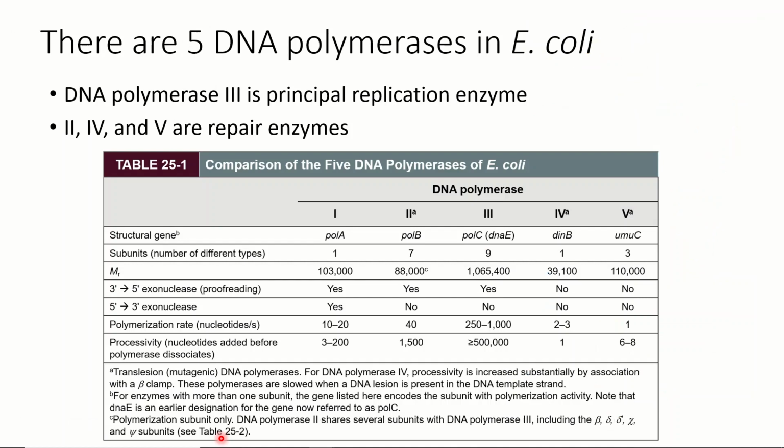There are 5 DNA polymerases in E. coli. DNA polymerase III is the principal replication enzyme. This is the enzyme that is going to load at the replication fork and then process synthesis of replication, so insertion of new dNTPs to the growing daughter strands. DNA polymerases 2, 4, and 5 are repair enzymes. DNA Pol I is going to repair nicks, a missing base pair in the DNA.